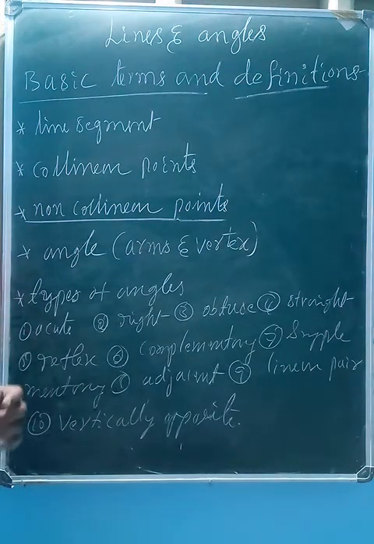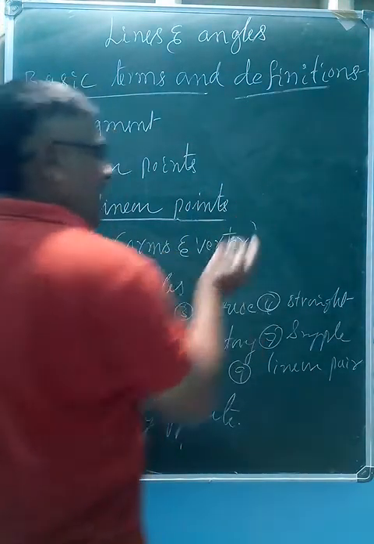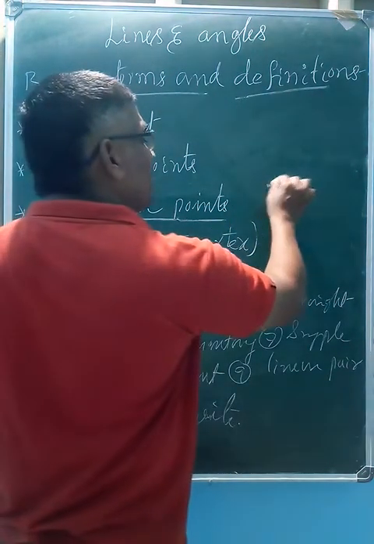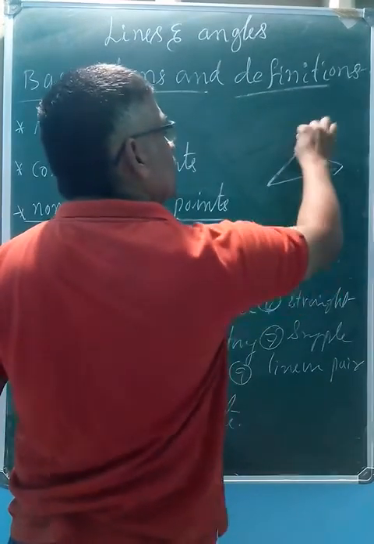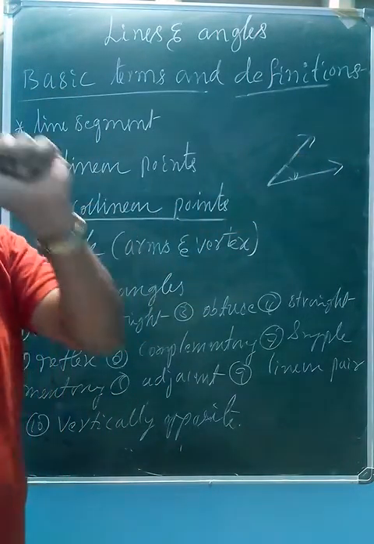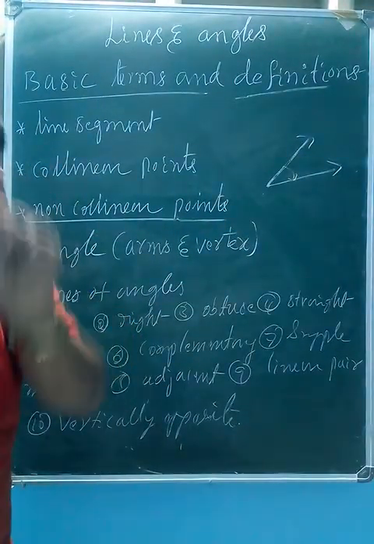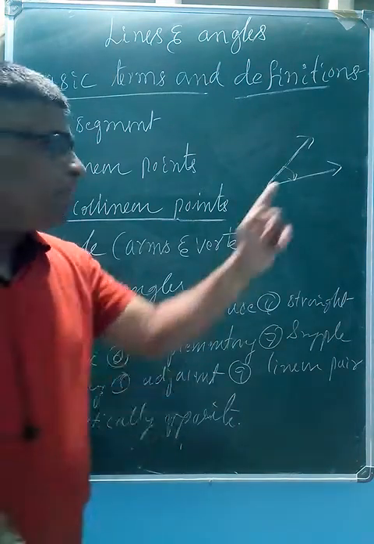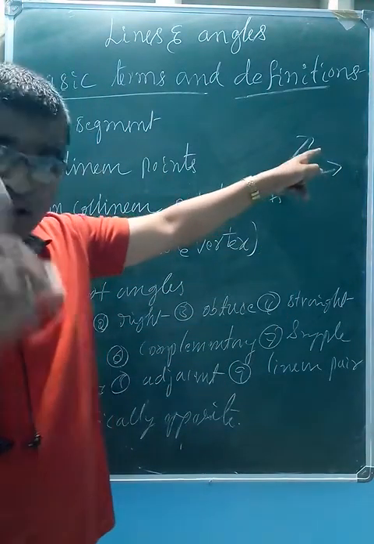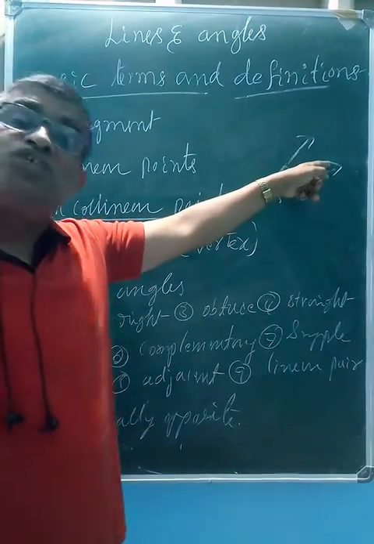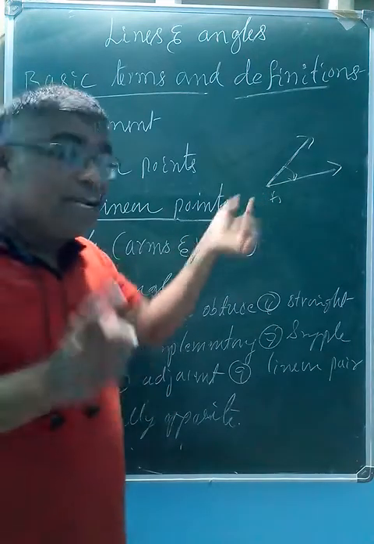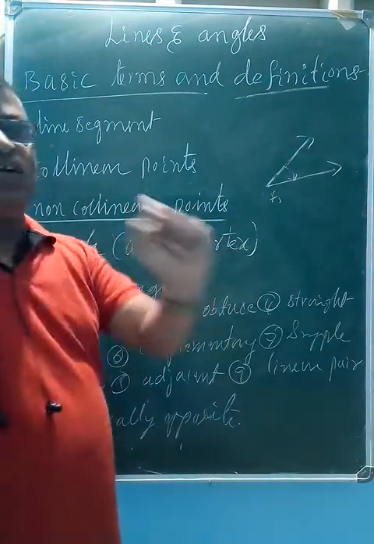Now we can go for the angle. So what is an angle? An angle is a geometrical figure. When two rays start from one point, it creates an angle. Or you can say an angle is created when two rays are initiated from one common point. These rays have one fixed point, but they can be extended infinitely. So when two rays are initiated from one point, it is said to be an angle.